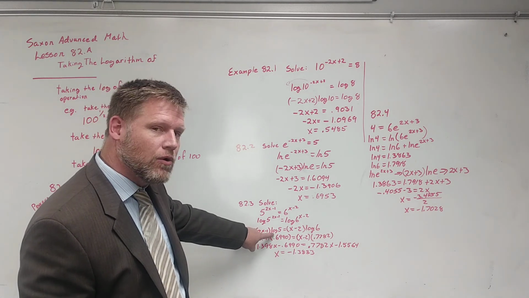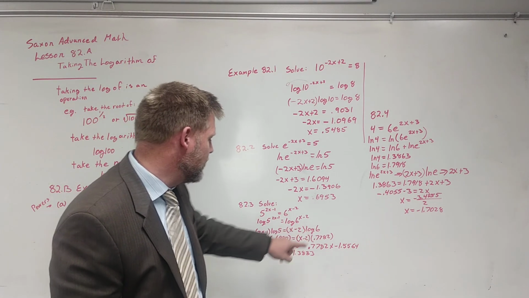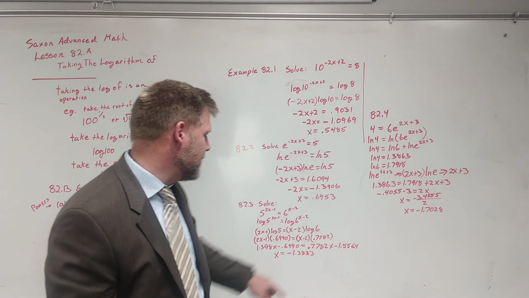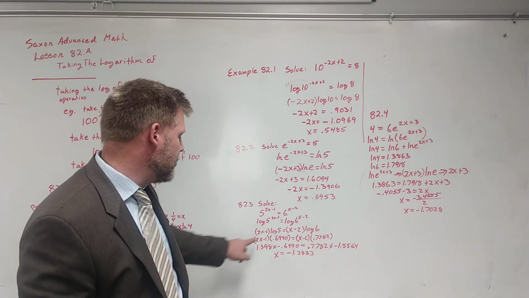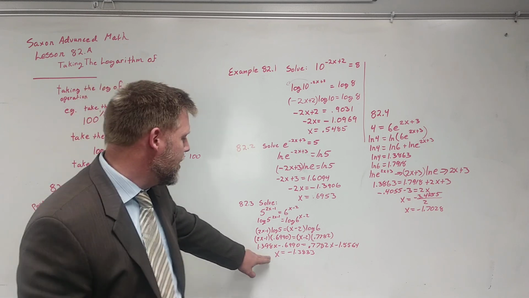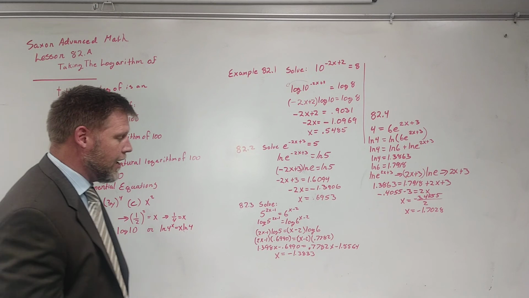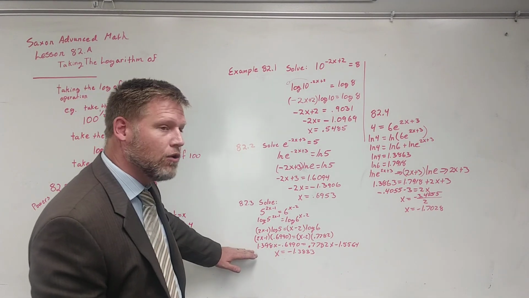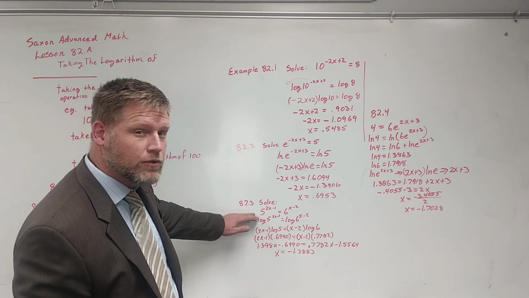Now I have something that goes in my calculator, log 5 and log 6. When I do so, I get 0.6690 and 0.7782. I go ahead and distribute those, and once again, we get back down to a regular algebra problem. X is negative 1.3833. Now, this is a lot easier to do using logarithms than normal algebra, and that's why we're doing it.